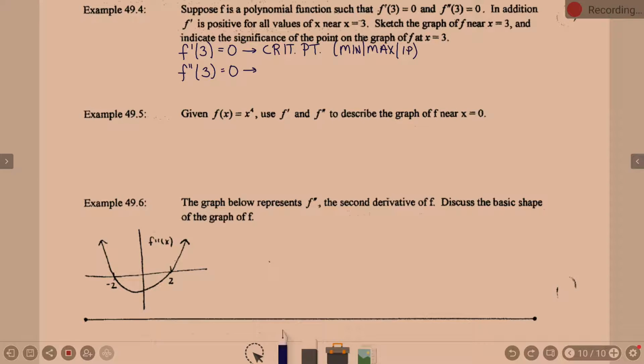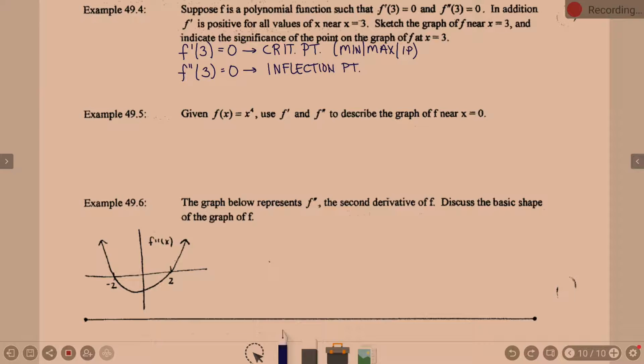The second derivative also equals 0. So what do we know when the second derivative equals 0? Inflection point? It's either a min, max, or an inflection point. If it was a minimum, we'd have to be talking concave up, and we'd have to have the positive second derivative. If it was a maximum, we'd have to be talking concave down, and the second derivative would have to be negative. Since that second derivative equals 0, we are talking about an inflection point. Okay? And there was something else.